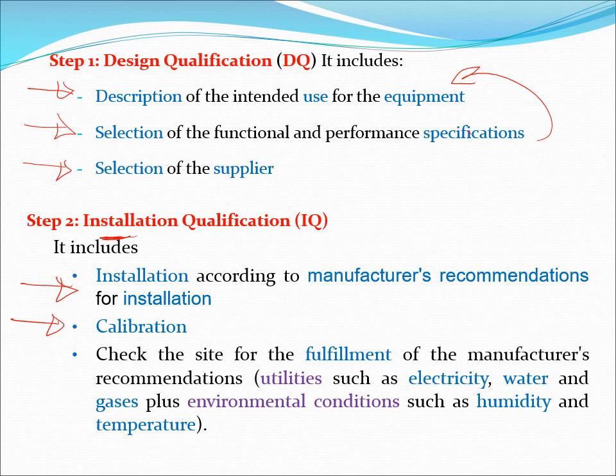And then if the tablet machine, for example, needs certain utilities, a certain type of electricity, like which volt, which ampere, if you have, for example, a water bath or rotary evaporator and it needs water supply, so you need to fix this water supply. If there is gas chromatography and you need, for example, nitrogen gas to be present beside the equipment, so you need to prepare all the environmental conditions required for the equipment. So that is called installation qualification.